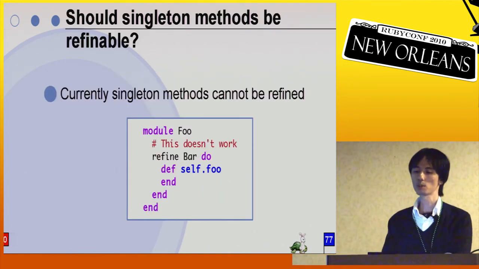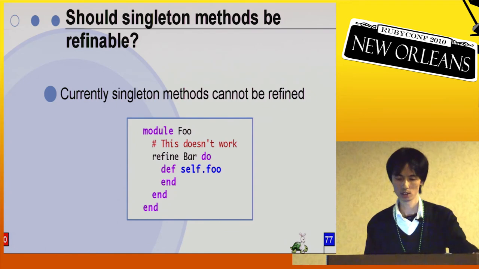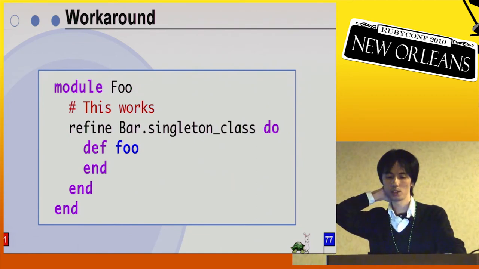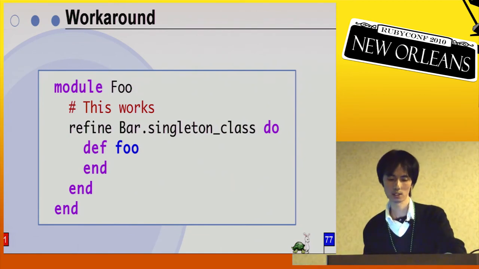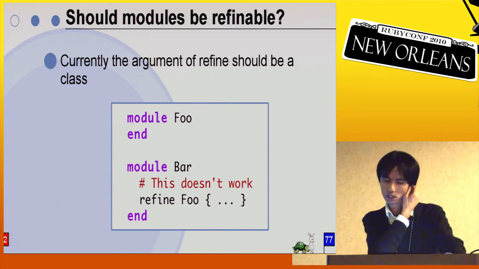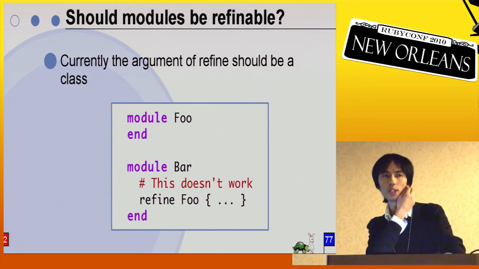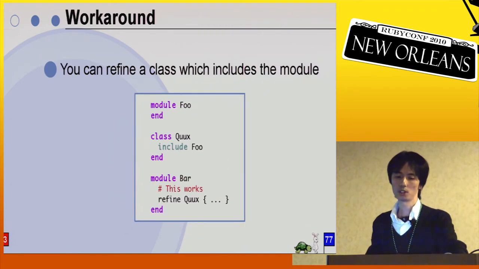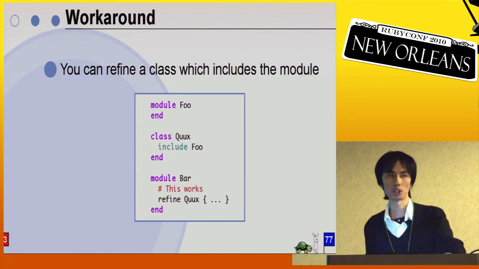And currently, singleton methods cannot be refined. But there is also a bug workaround. You can refine the singleton class. And currently, the argument of refine should be a class. You cannot refine modules. But you can refine a class which includes the module.